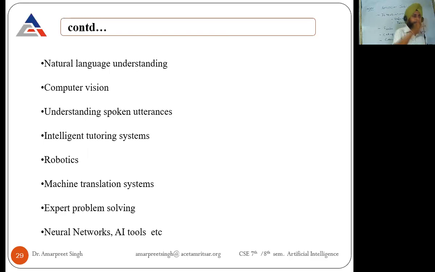Natural language understanding and natural language generation. Both are sub areas, and these two come under another sub area, NLP. Then computer vision, all the vision things which deal with pictures, graphs, videos, and understanding spoken utterances, what you utter, what you see, what you simply murmur, that is the utterances. Intelligent tutoring systems are also a sub area. Robotics, machine translation systems, problem solving areas, neural networks, AI tools, etc. These all are the sub areas.